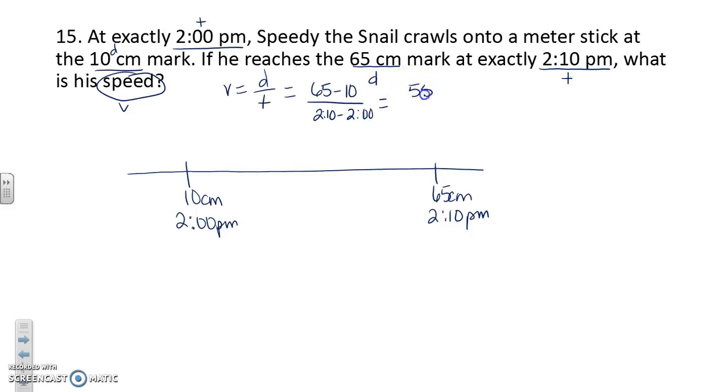This gives us 55 centimeters in 10 minutes. And now we just solve, and we say that it's 5.5 centimeters per minute.